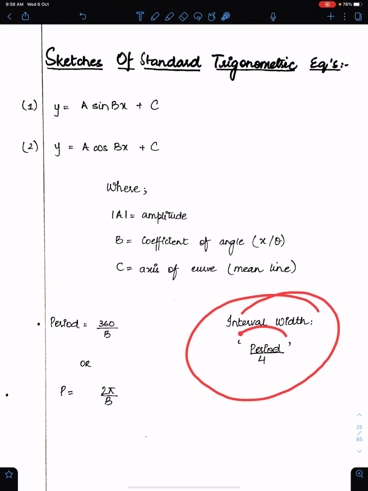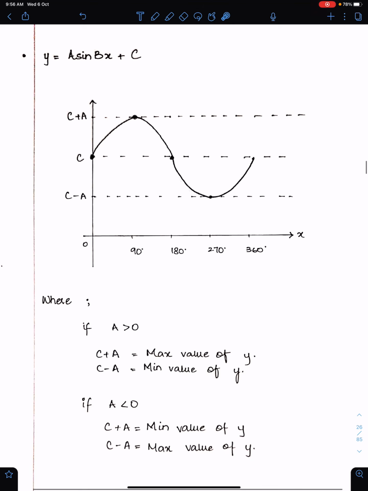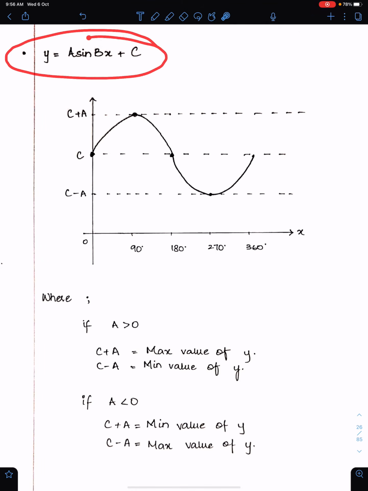Interval width is period upon 4, we already have discussed this. This is the formula of period in degrees, and in radians it's 2 pi upon b. Let's understand how to sketch this function.